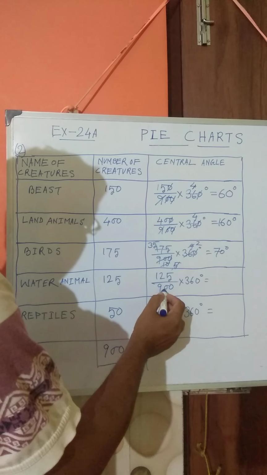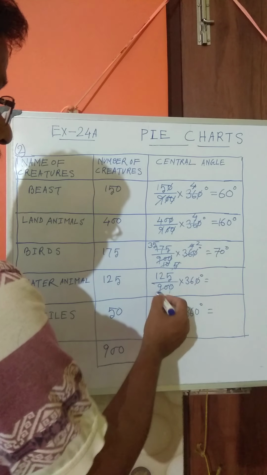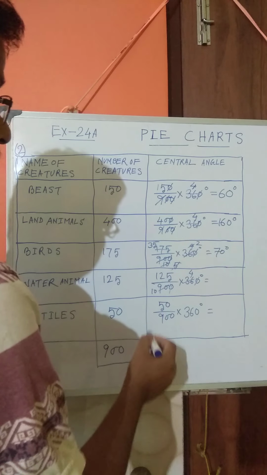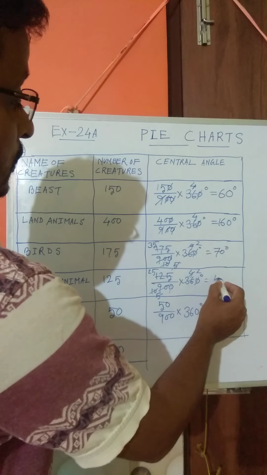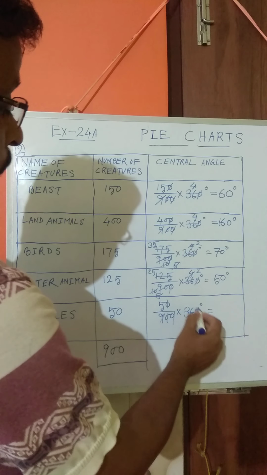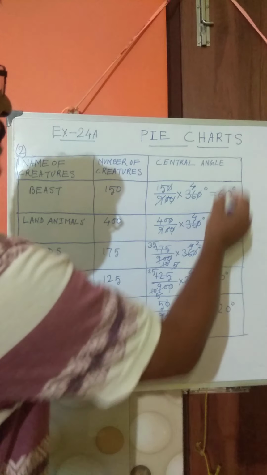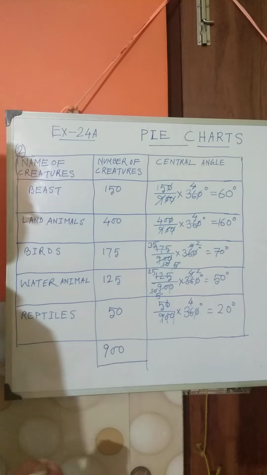Next, 125 by 900 into 360. Cut this 0 and 0, divide these two numbers by 9. 9 fours are 36, divide by 5 too, then 25 into 2, 50 degree. Next, this one, cut 0, 0, 0, 0. 9 fours are 36, 4 fives are 20 degree. So these are the central angles. Next step, we draw the graph, that is the pie chart.